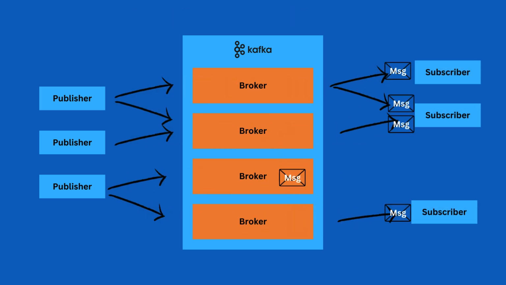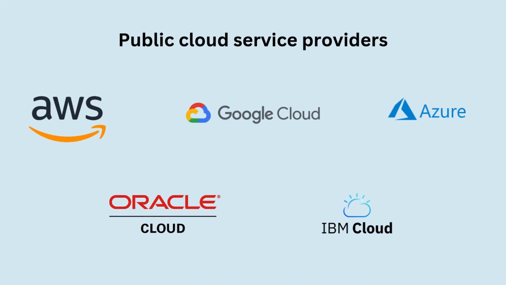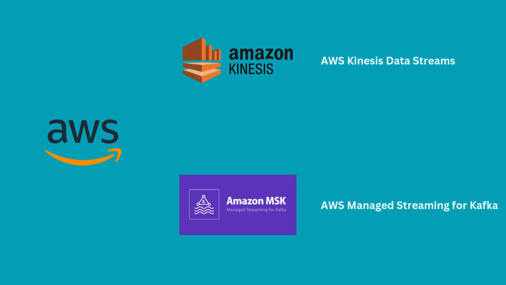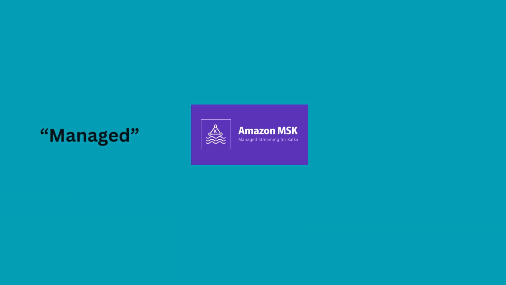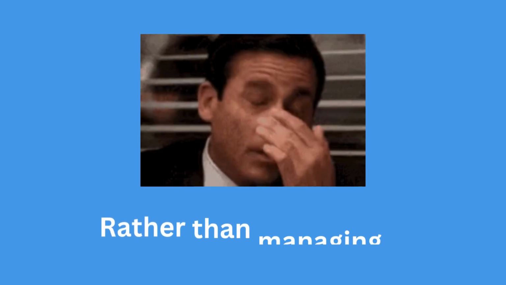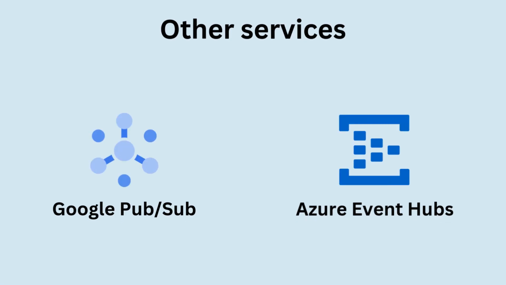Our public cloud providers have tools of their own which we can utilize to handle large amounts of data. If we take Amazon, they have AWS Kinesis data streams, or also they have AWS managed streaming for Kafka. Managed basically means that AWS will handle all the provisioning, the scaling, maintenance, security, and monitoring, so you can focus more on using the service rather than managing it. Google pub/sub is a tool developed by Google, and Azure Event Hubs is Microsoft's take on this.